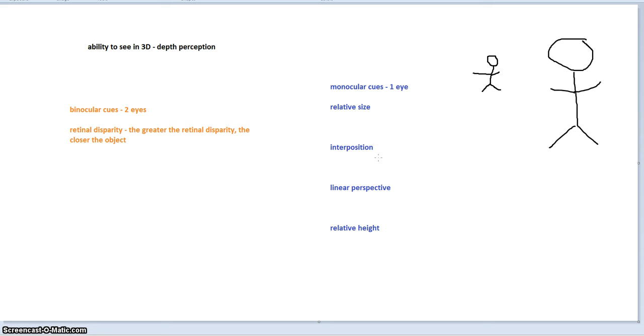Interposition is real easy. Basically, if one thing is blocking something else, the thing being blocked is farther away. If you're sitting behind a table so that the table is blocking your legs, most people would assume the table is in front of you, and that's why they can't see your legs. That's interposition. So you look at what is blocking something else.